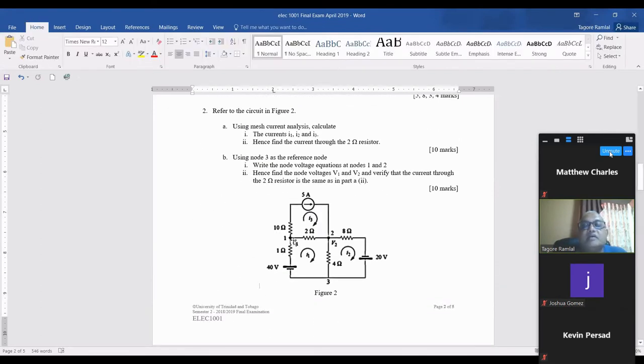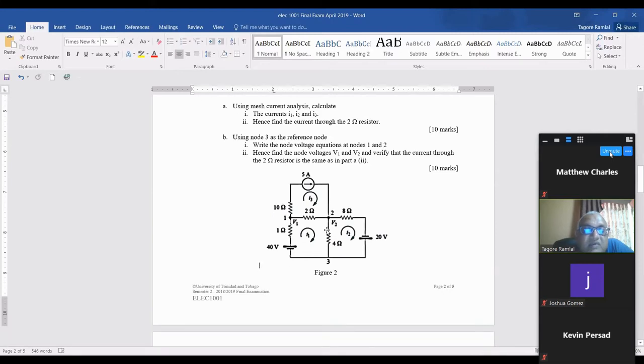All right? So the current in this branch between point 1 and point 3 would be V1 minus 40 on 1. The current between terminals 1 and 2 for this 2 ohm resistor is V1 minus V2 on 2. So V1 minus 40 on 1, plus V1 minus V2 on 2, minus 5 is equal to 0. So this will be the equation for principal node 1. Principal node 2: V2 minus V1 on 2, plus V2 on 4, plus V2 plus 20 on 8, plus 5 is equal to 0. Okay, so these are the two equations, and you go about to solve. Any questions on this?